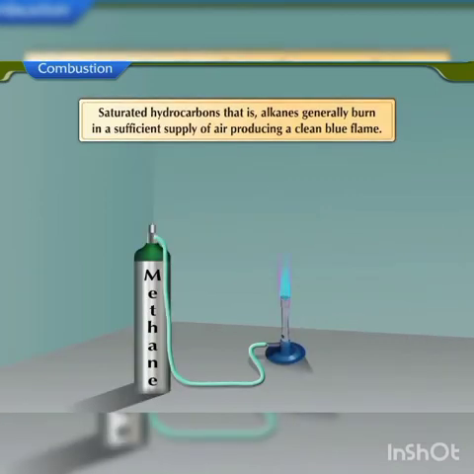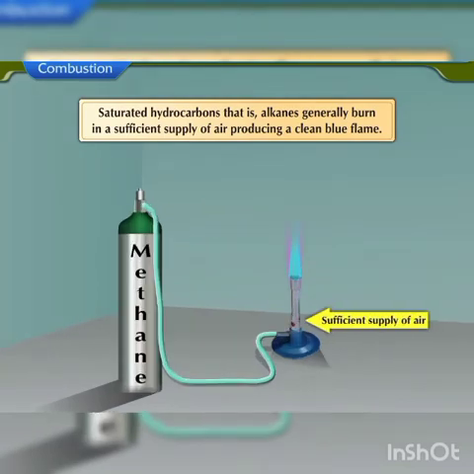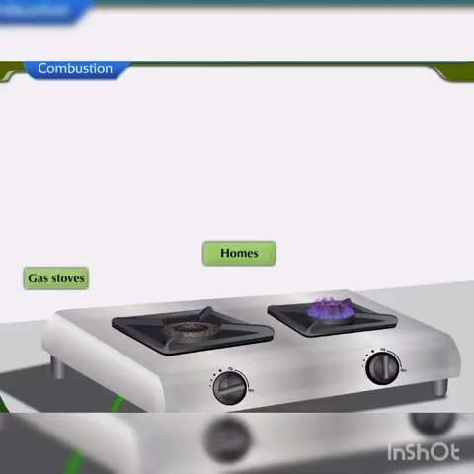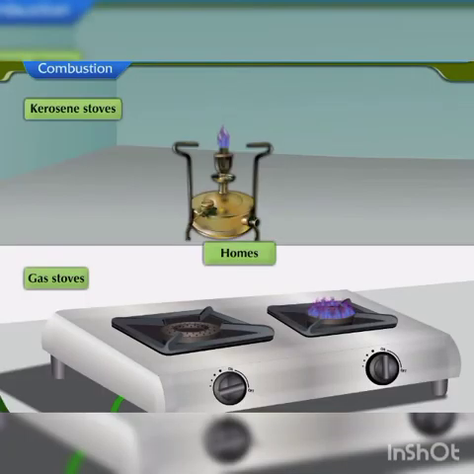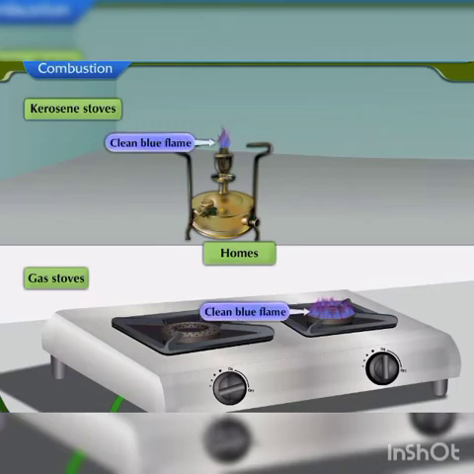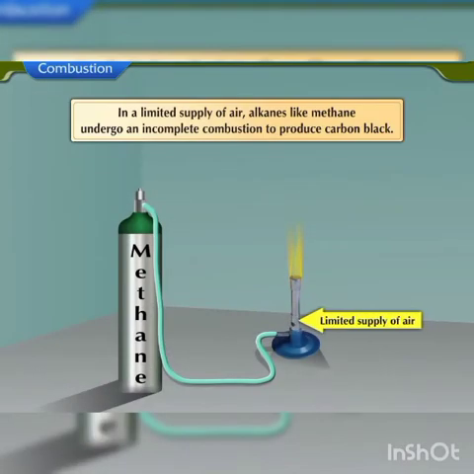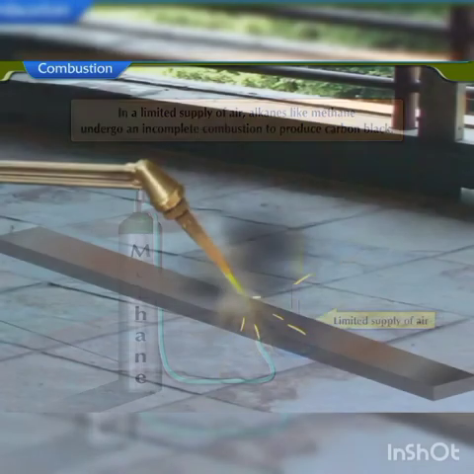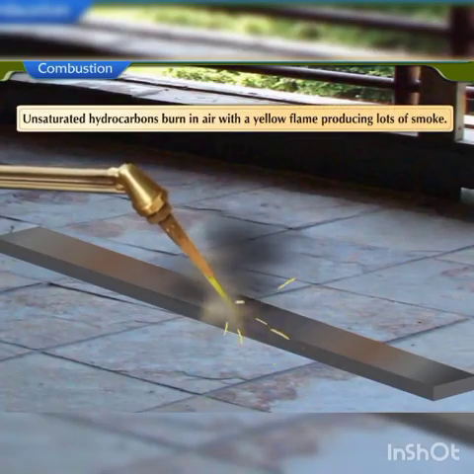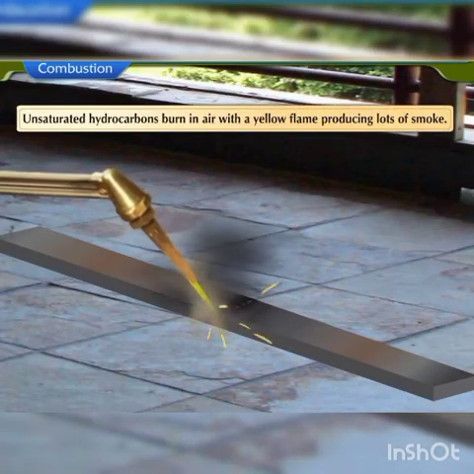Saturated hydrocarbons, that is alkanes, generally burn in a sufficient supply of air, producing a clean blue flame, that is, an oxidizing flame. Even in homes, when gas stoves or kerosene stoves are used, a sufficient supply of air is used so as to get a clean blue flame. In a limited supply of air, alkanes like methane undergo incomplete combustion to produce carbon black. Unsaturated hydrocarbons burn in air with a yellow flame, producing lots of smoke.